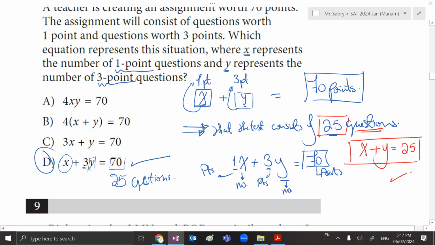When we multiplied points by number, we got total points. But when we add the number plus the number, we'll get the total number of questions. Right?